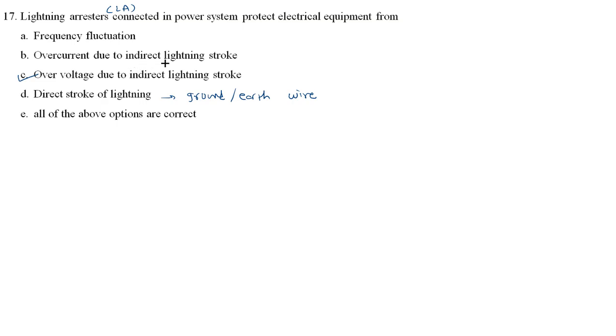Option B also mentions indirect lightning stroke, but they have mentioned overcurrent, whereas whenever lightning takes place, the main effect is over voltage. Obviously over voltage can be created due to overcurrent itself, but the lightning arrestor is an over voltage protection device. Remember, circuit breakers and fuses are the over current protection devices. The lightning arrestor cannot do anything regarding frequency fluctuation. So the correct answer will be option C.